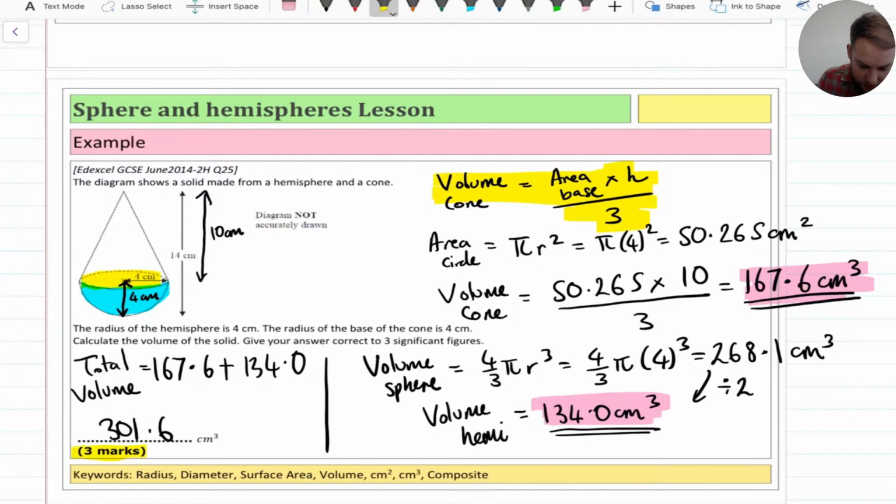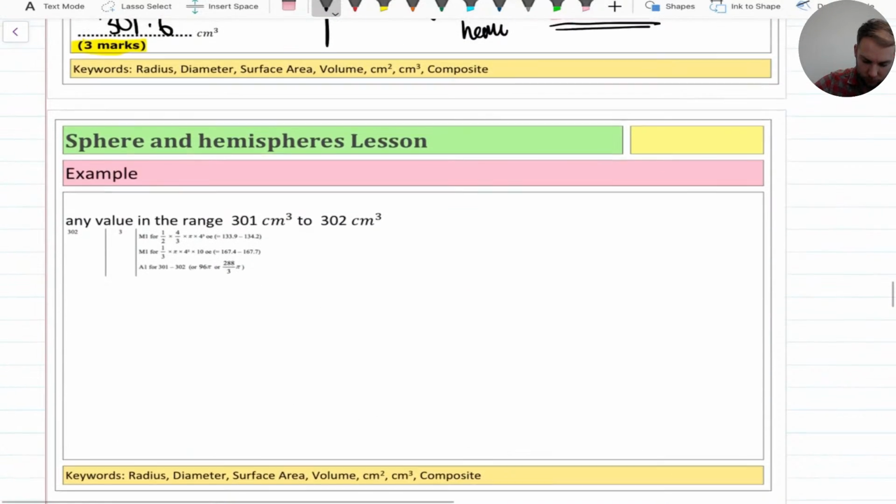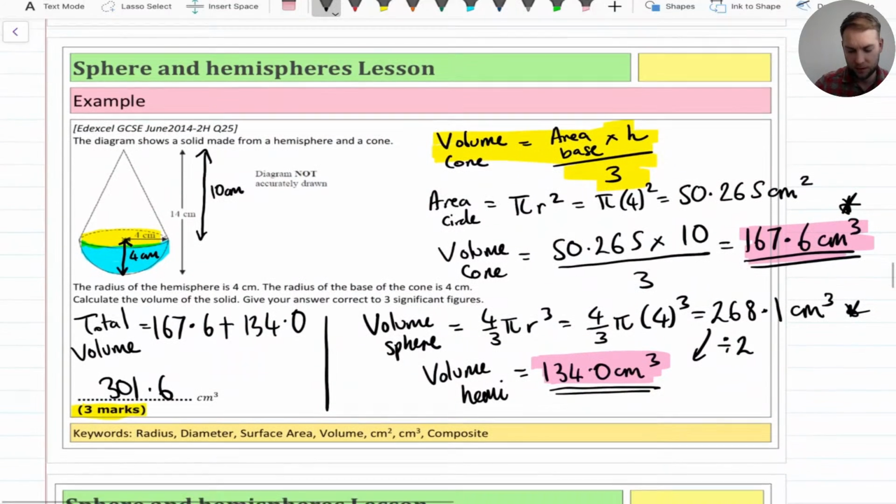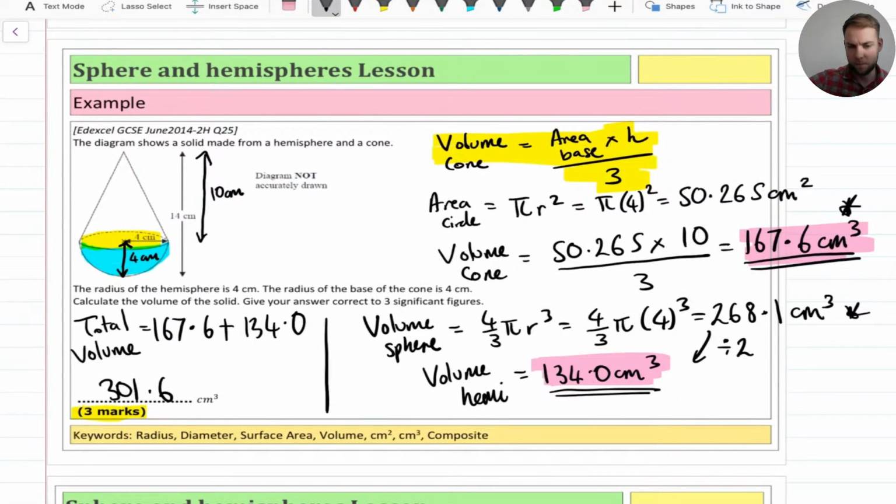Now that came up in there towards the end of the higher paper. It was only worth 3 marks. But we need to find the volume of the cone, the volume of the sphere, then divide it by 2. Knowing that the height of the cone is 10, I think that's probably the trickiest part. And then we can add them together. So there's your answer. So get that down.